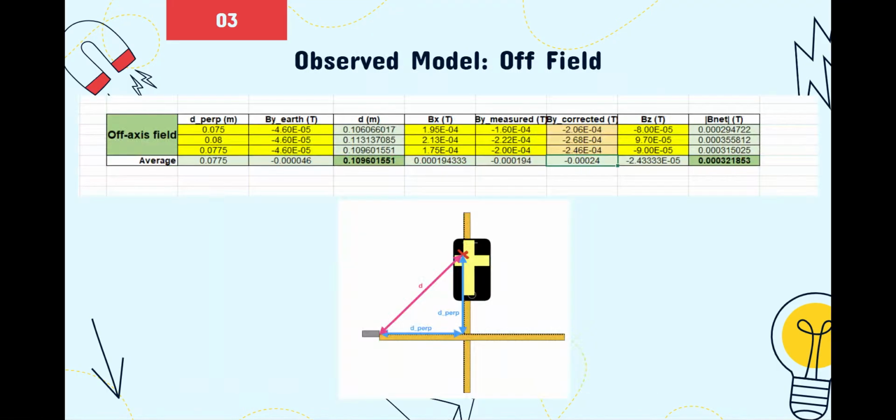Okay, so for off-axis data, I placed the magnetometer at 45 degrees from the magnet's axis. I took 3 measurements with d-perp values of 7.58 and 7.75 centimeters, giving an average d-perp of 7.75 centimeters and average total distance around 10.96 centimeters. After correcting for Earth's field and computing the net field of all 3 components, the average measured magnitude was 3.22 times 10 to the negative 4 Tesla.